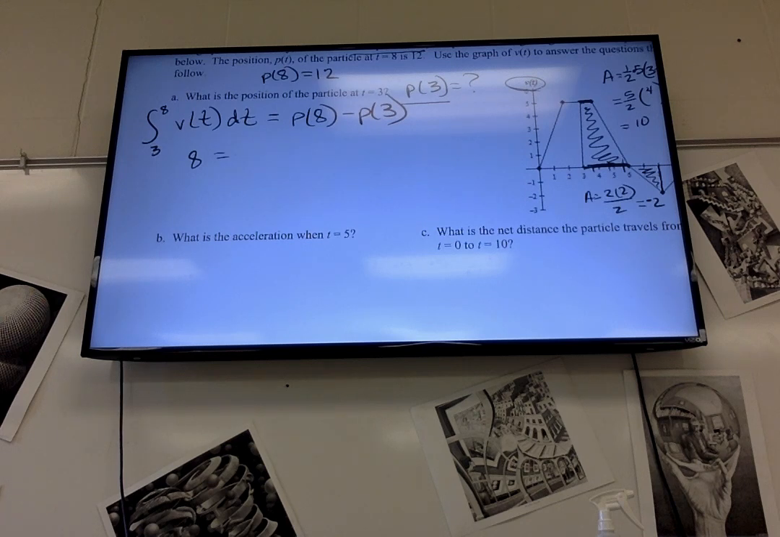P of 8 is 12, and then we're trying to find P of 3. So we subtract 12 and we get negative 4. So P of 3 is 4. And that's in what units? Feet. Feet, yes.